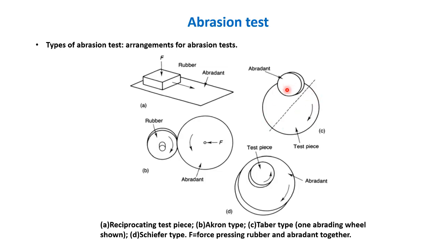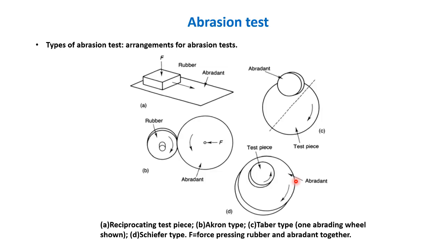And then we have the shifter type. The test piece is rotating in a particular direction and the abradant is moving in the opposite direction, and that is how the abrasion takes place. Again the volume loss will be calculated after abrasion. That is how we know how much abrasion is happening in a material.